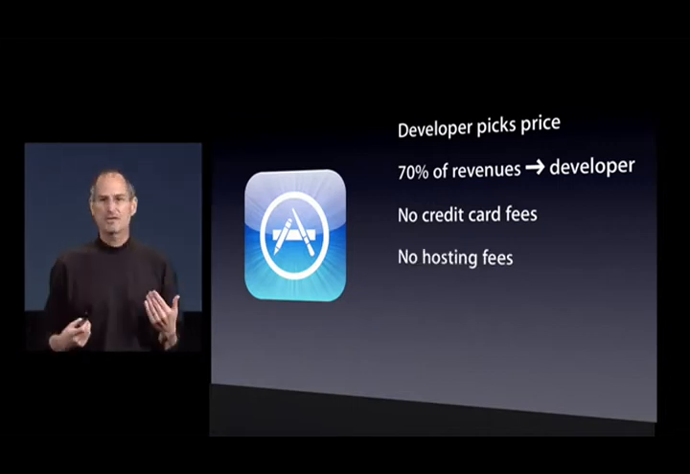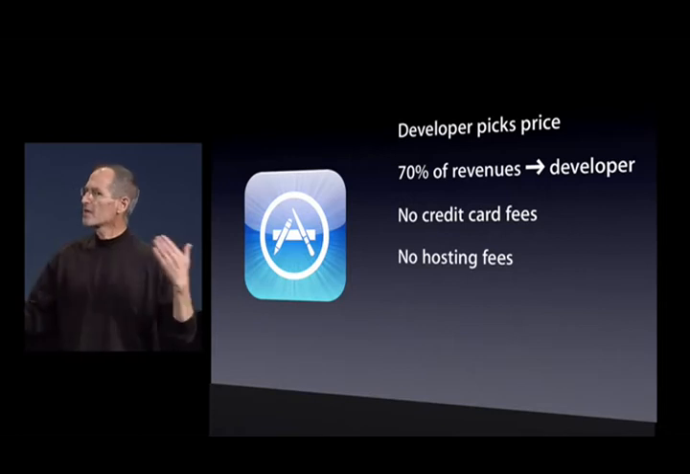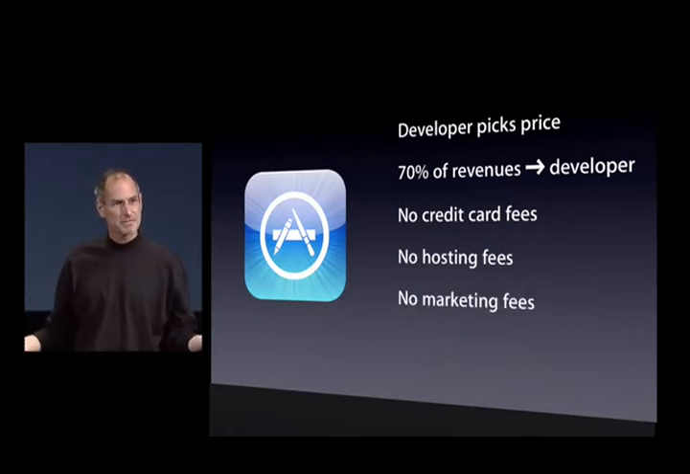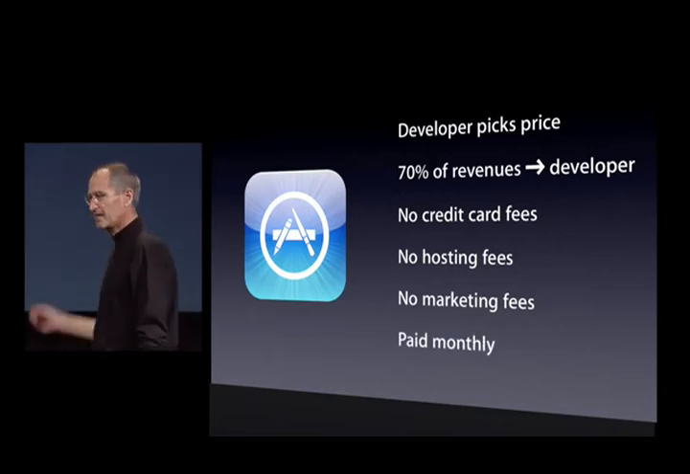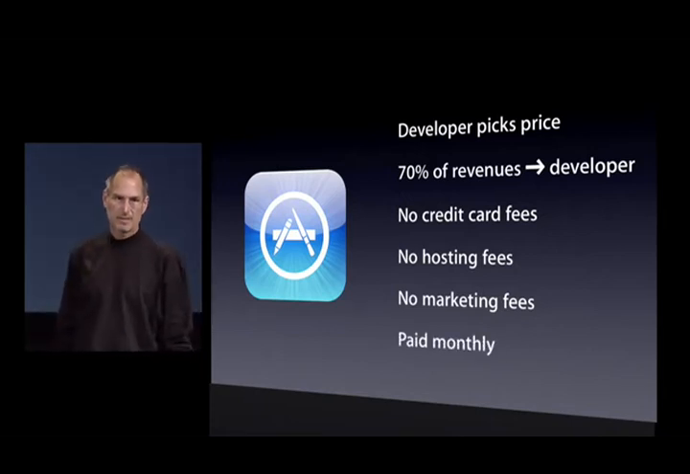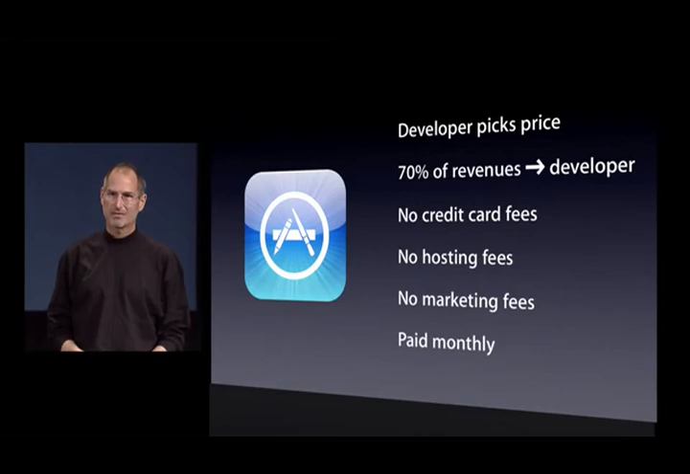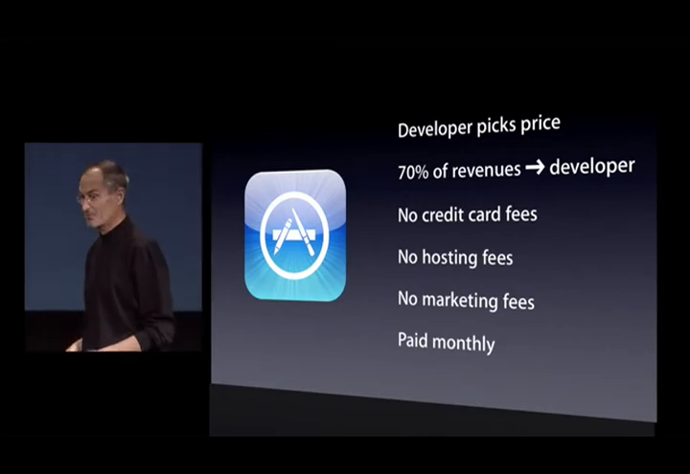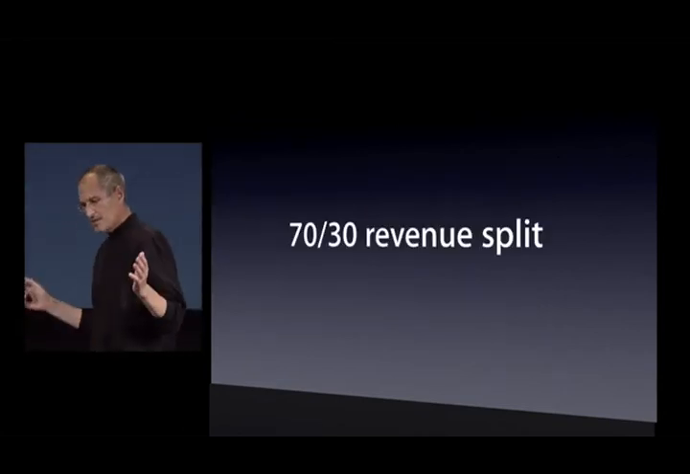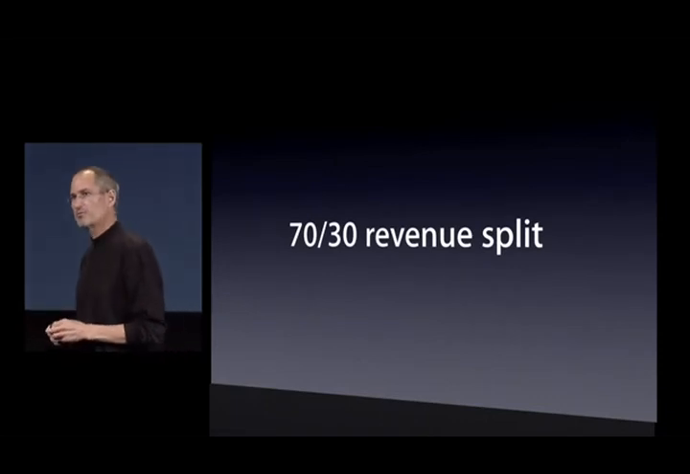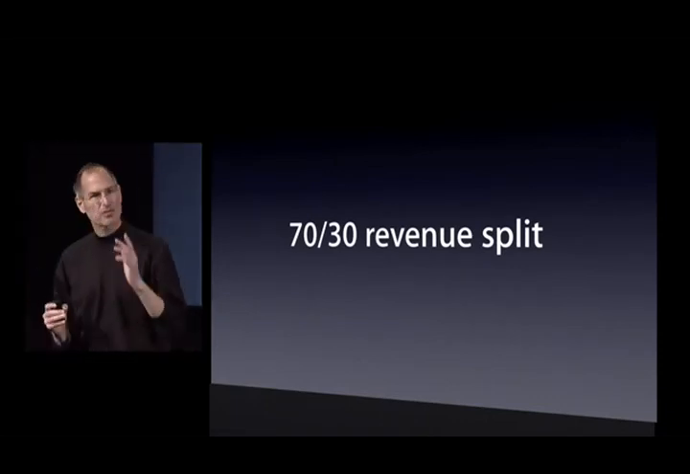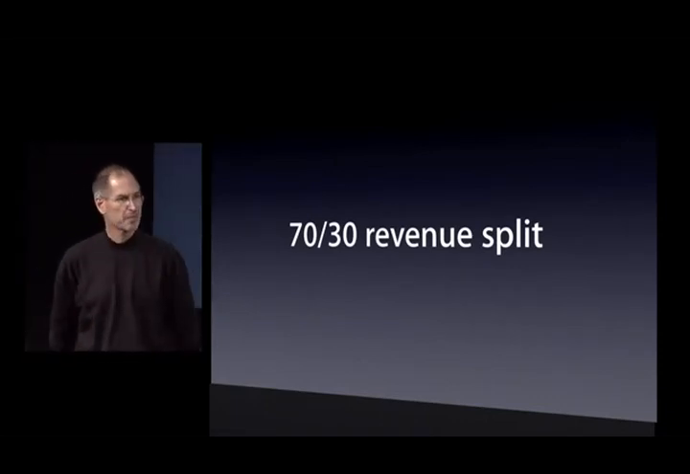There are no hosting fees for us hosting the app. We take care of all that. There's no marketing fees. The developer gets 70% of the revenues and it's paid monthly. This is the best deal going to distribute applications to mobile platforms. Now, we talk about the 70-30 revenue split, but the developer gets to pick the price. And you know what price a lot of developers are going to pick?